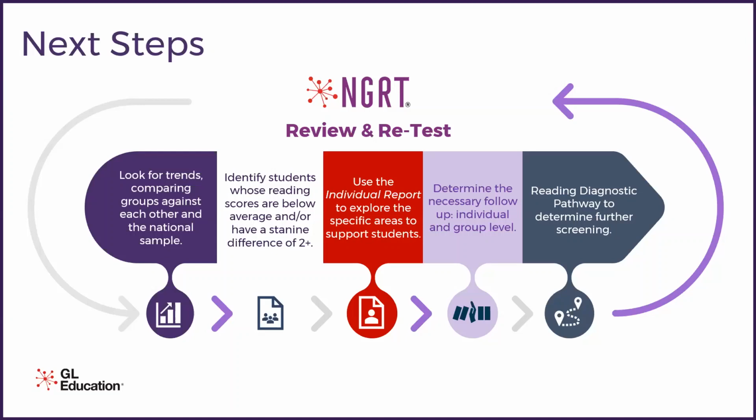Next, use the individual report to explore further the specific areas for these students so you can begin to tailor support and utilize the implications for teaching and learning sections for ideas. Now, with information about your cohorts and individual students, you can begin to build intervention strategies and other types of follow-up. Finally, use the reading diagnostic pathway to determine further screening for individuals if necessary.